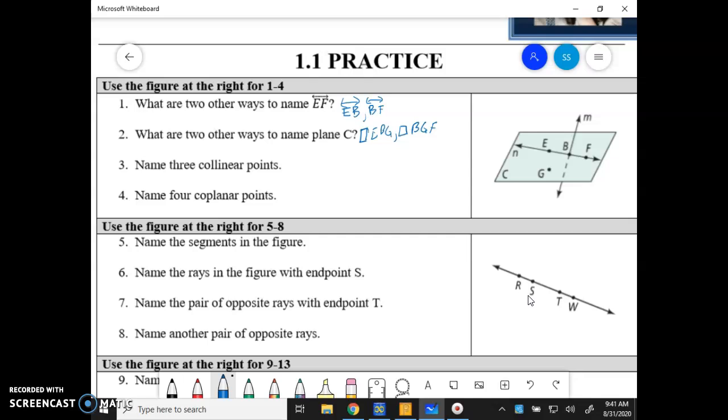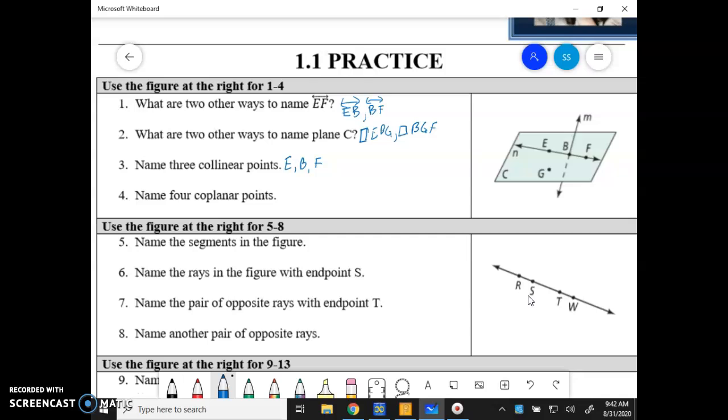All right, number 3, name 3 collinear points. Collinear points, we only have one option here. We've got 2 lines, but it looks like this line M only passes through 1 point. So really we have to use this line. I'm going to say this line N based on these 3 points because those are all on the same line. All right, so E, B, F.